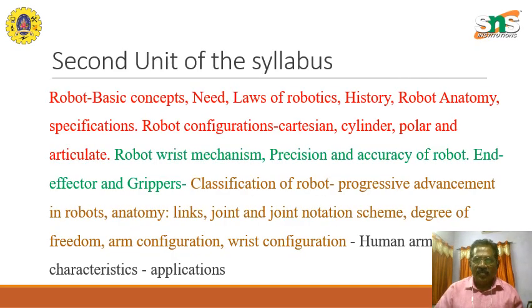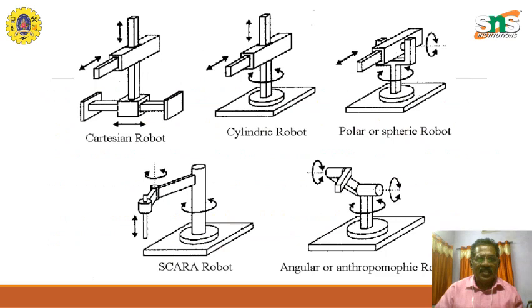Okay. We have already seen the syllabi. In this, we are going to talk more about the precision and accuracy of a robot. We are going to also look at the end effector and the grippers. Okay. So let's move on.